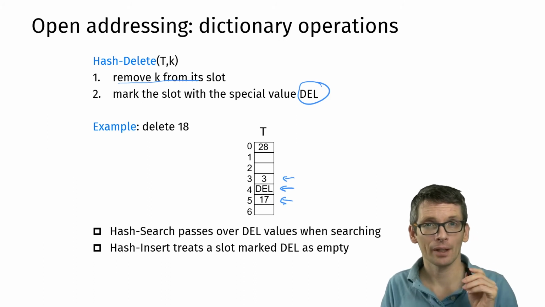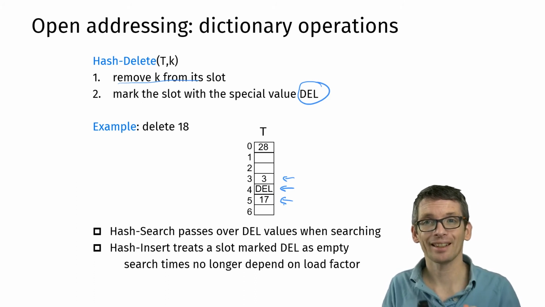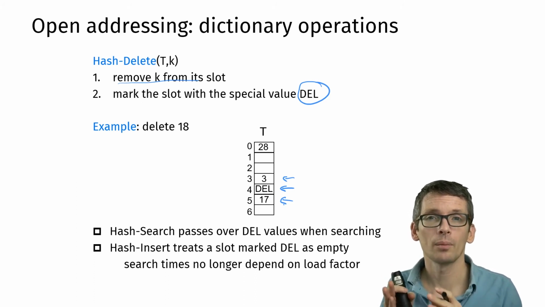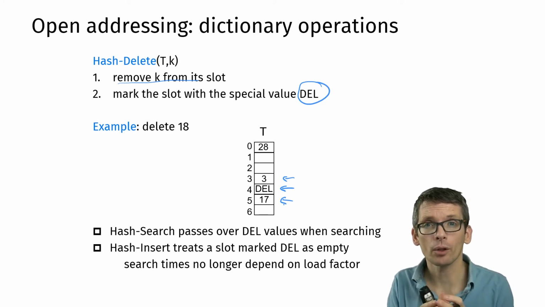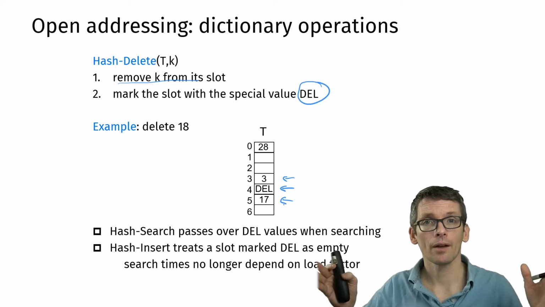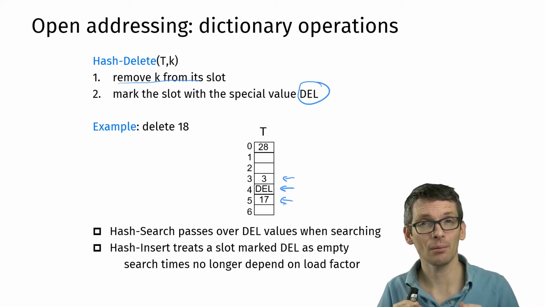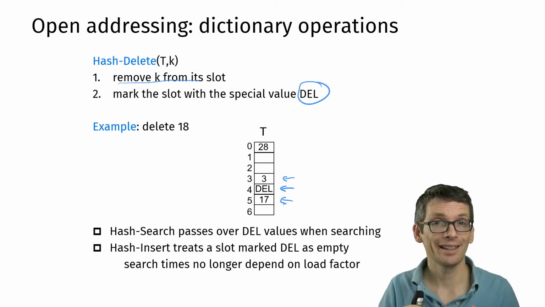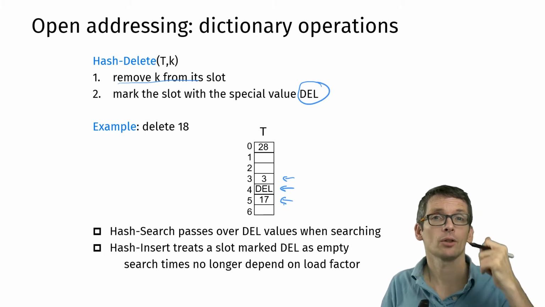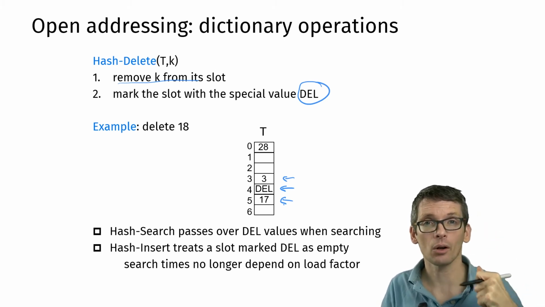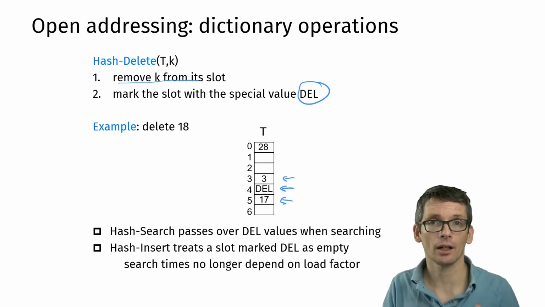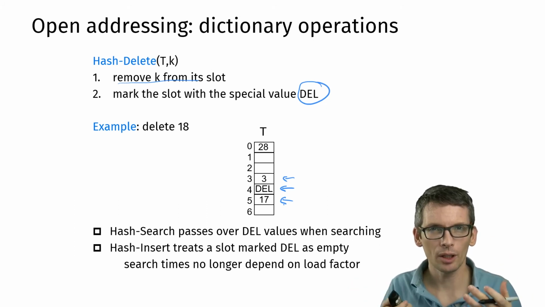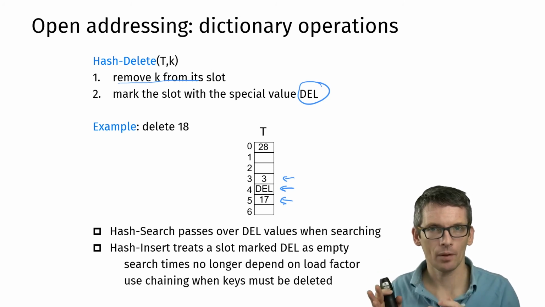Now, there is a drawback, and the drawback is that the search time will no longer only depend on the load factor. Imagine you first insert lots of elements and then you delete lots of elements again. It might mean that you have lots of these del special values in there. So it might mean that your search takes very long, although there are basically no elements in your table. So that's something to take care of. If you need to delete a lot, chaining might be the better option.